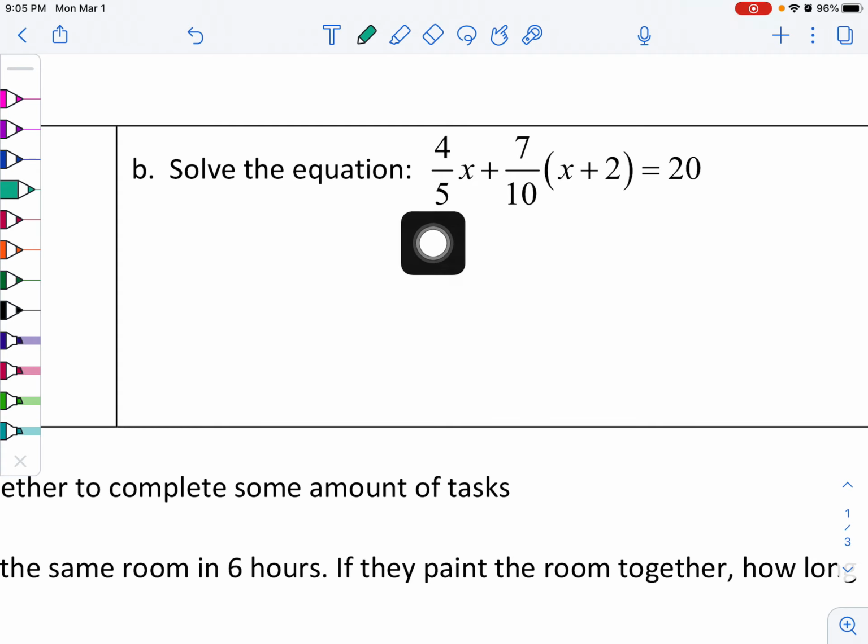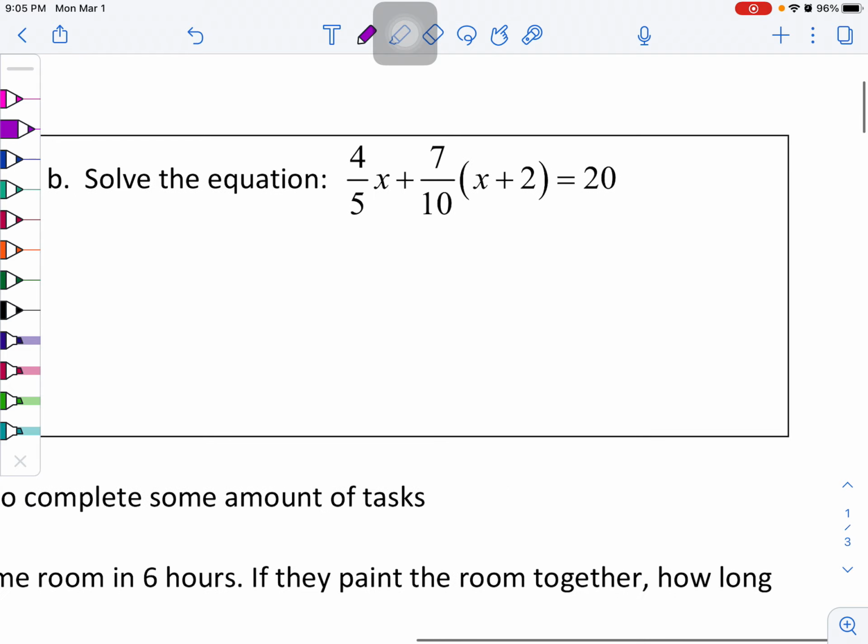Part B, same kind of problem. I want to start by looking at my denominators. So I've got 5 here and 10 here. Neither one of those can be made equal to 0, so there are no domain restrictions in this problem. I would like to get rid of my denominators though. So my LCD is actually 10.